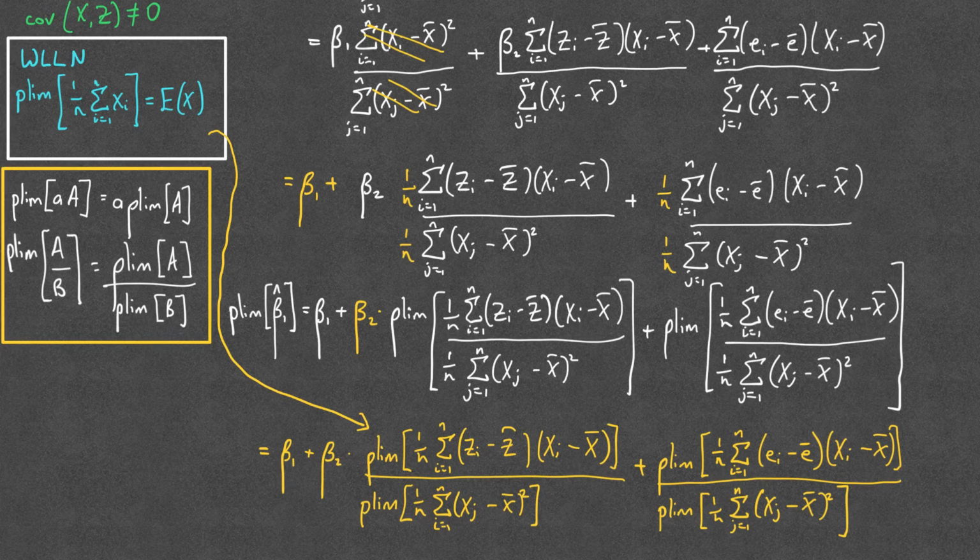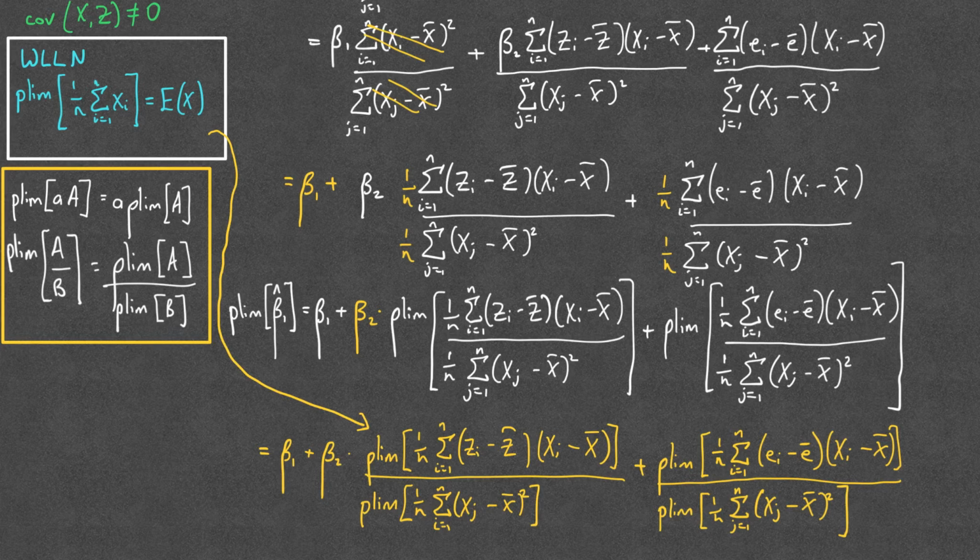But hopefully you recognise the things on the numerator and the denominator. This is just our definition of a covariance between z and x. The denominator is just the definition of the variance of x. Here we've got the covariance between little e and x. Here we've got the variance of x. So our probability limit is going to be equal to beta 1 plus beta 2 times the covariance between z and x over the variance of x plus the covariance between e and x over the variance of x.